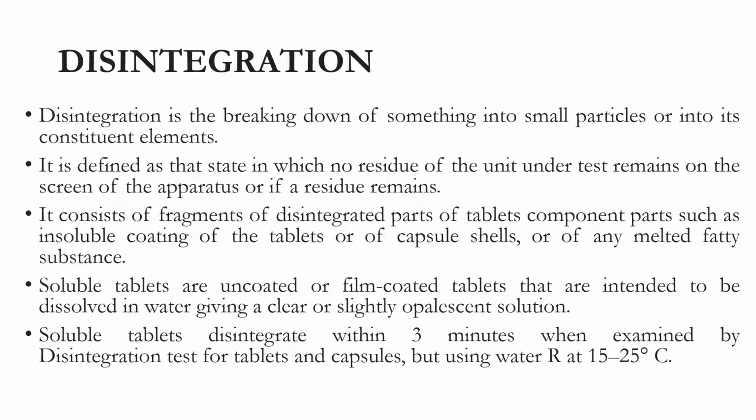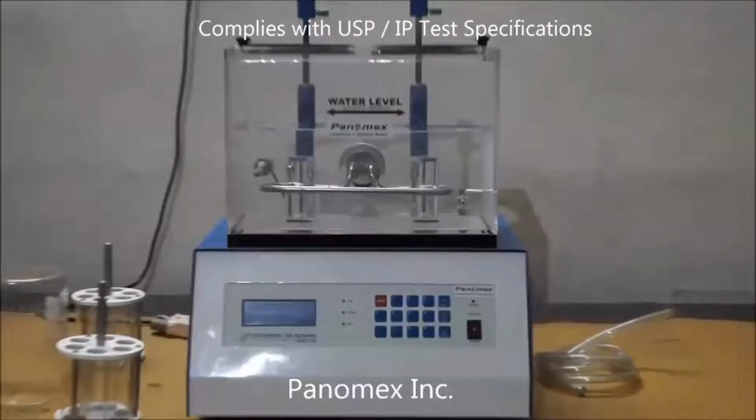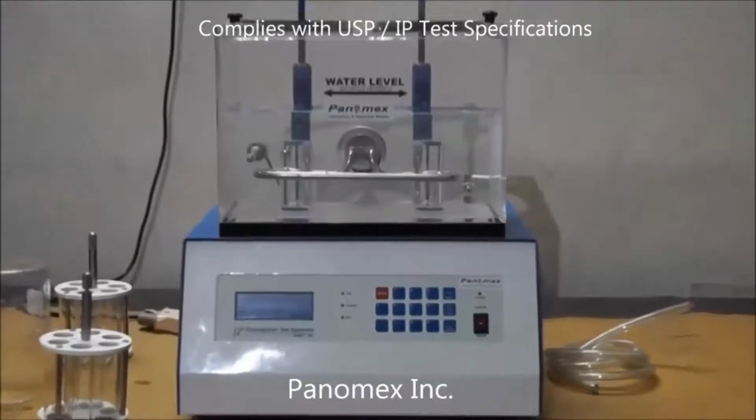When examined by the disintegration test for tablets and capsules, use the solution at an ambient temperature of 15 to 25 degrees Celsius, or whatever we fix as per climatic zone 1, 2, 3, 4A, 4B, whatever it is. So here you can see how we are going to fix it.